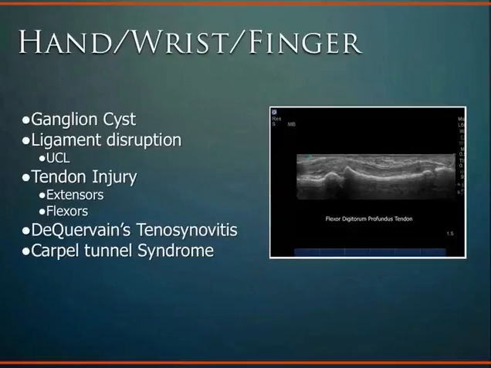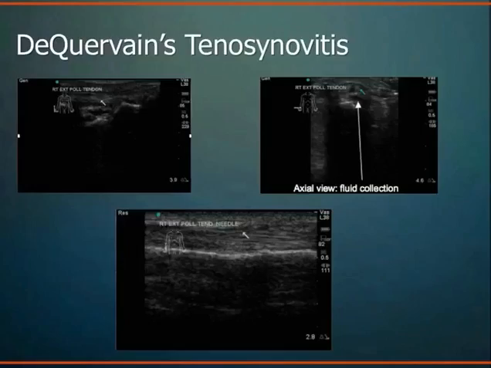Tendon injuries, whether it's your extensor or flexor tendons. De Quervain's tenosynovitis, a very, very common complaint in the clinic. Again, it can be very easily visualized. I'll show some images of that. And then carpal tunnel is an area that ultrasound is being used for a lot, not only for imaging, but ultrasound guidance for injections of the carpal tunnel. So this is De Quervain's.